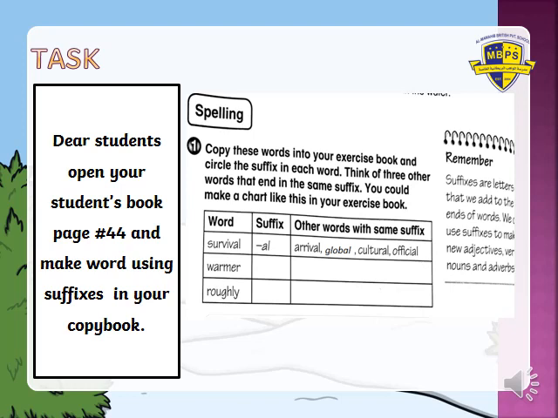For example, they made for you one already for the word survival and the suffix is here al. Other words they made for you: arrival, cultural, official. As you can see in every word, the words are ending with the suffix al. Now there are 2 more words, warmer and roughly. As you can see in warmer the suffix is er and in roughly the suffix is ly. So you need to make 4 or 3 more words of same suffix.